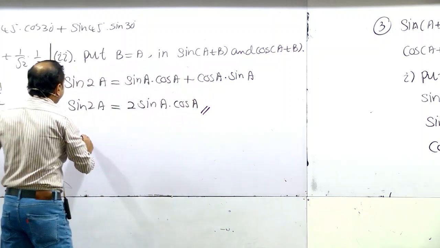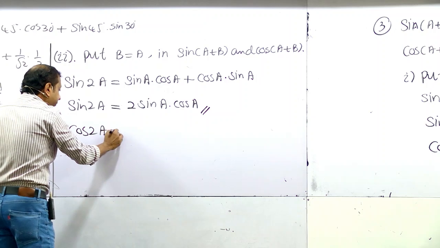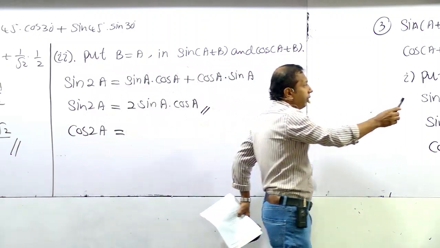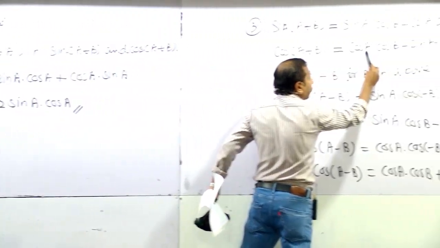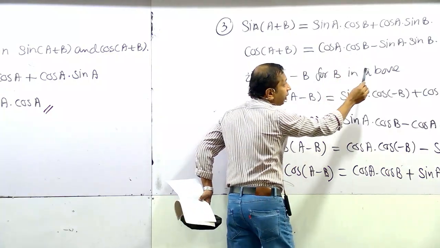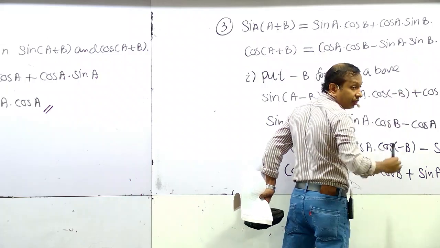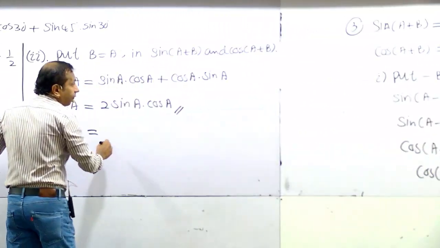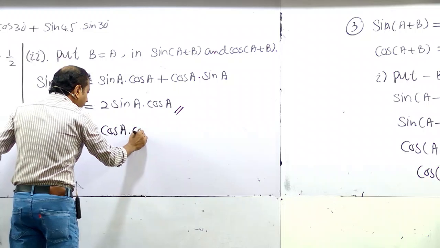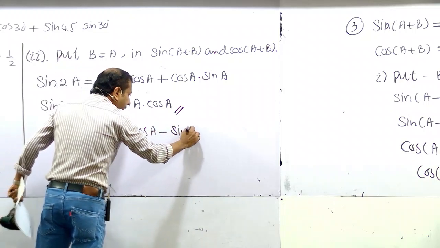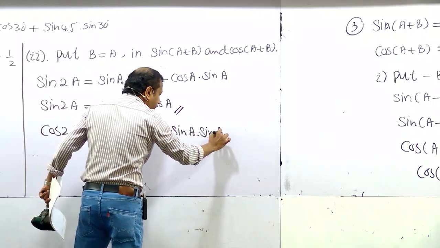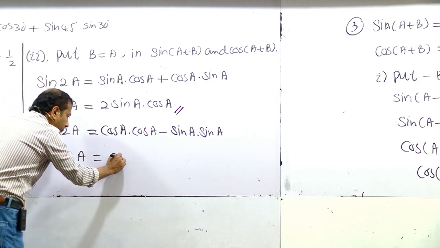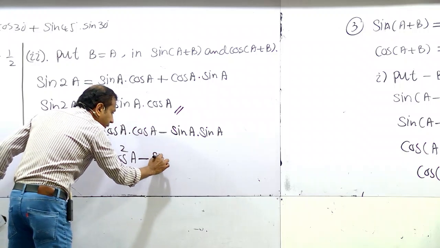Right, cos 2A. What do you get there, people? Here when you put A, cos A times cos A gives cos squared A. Here when you put A, sin A times sin A gives sin squared A. What do you get? Cos squared A minus sin squared A. Cos 2A is equal to cos squared A minus sin squared A.